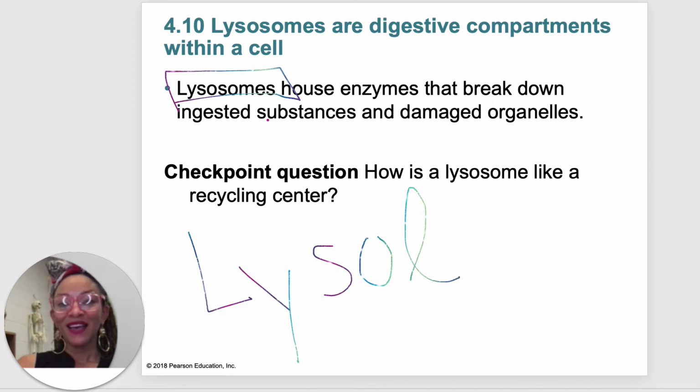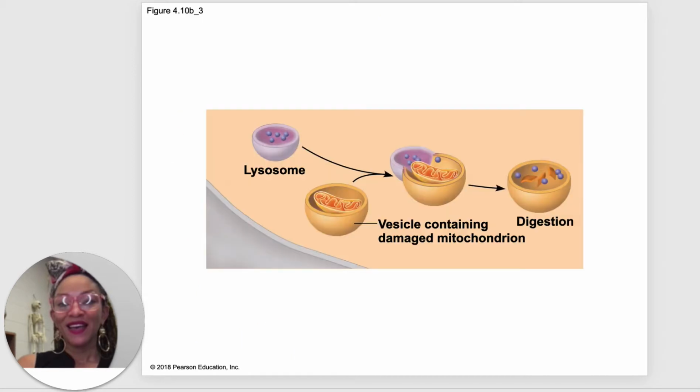So these lysosomes actually have enzymes that break down anything that's not supposed to be in our cells and also any kind of damaged organelle, okay? So they help to clean up the cell. So lysosomes are our Lysol, okay? So for example, here's your lysosome. Here's a vesicle, kind of just like a little bubble, and it contains some damaged mitochondria. This lysosome is going to engulf it, spit out these little enzymes, and then actually digest what should not be in there.